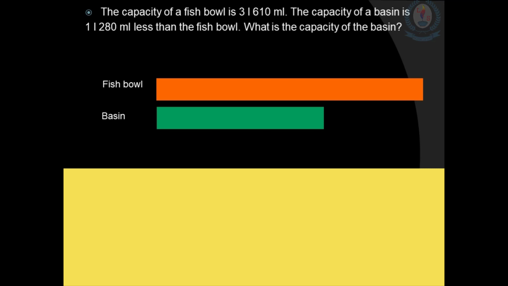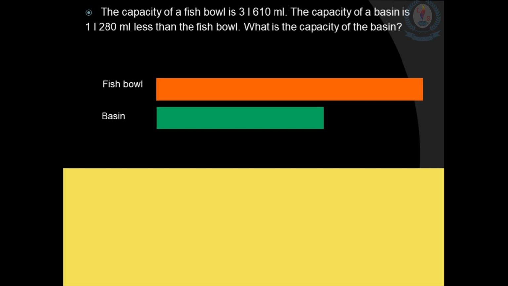The capacity of a fish bowl is 3 liters 610 milliliters. The capacity of a basin is 1 liter 280 milliliters less than the fish bowl. What is the capacity of the basin? Let's use the bar models to solve this problem.